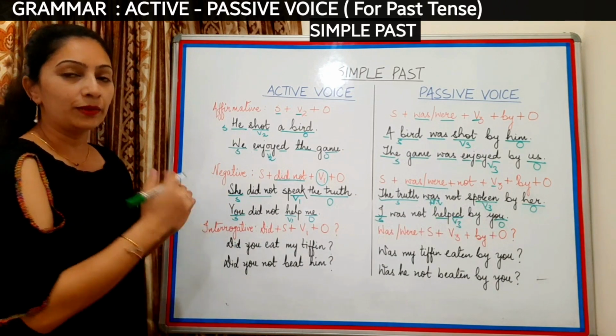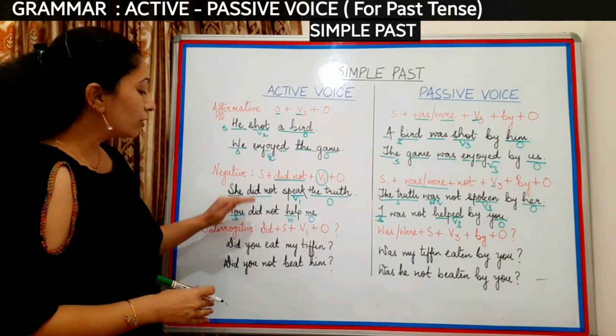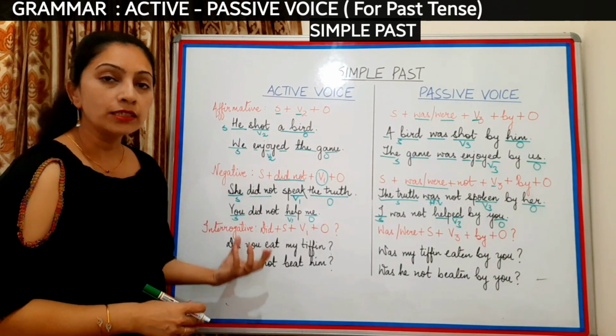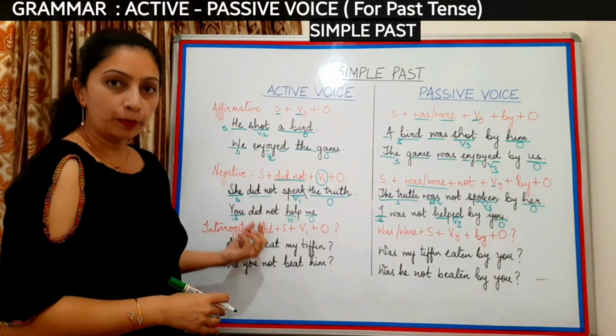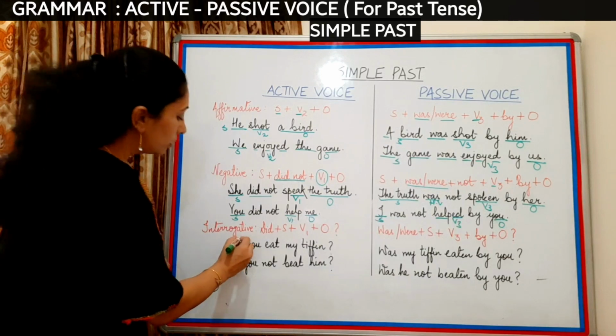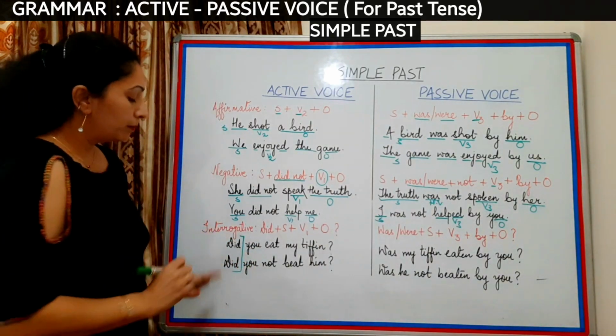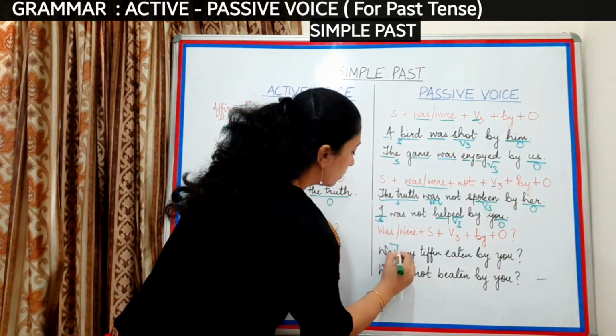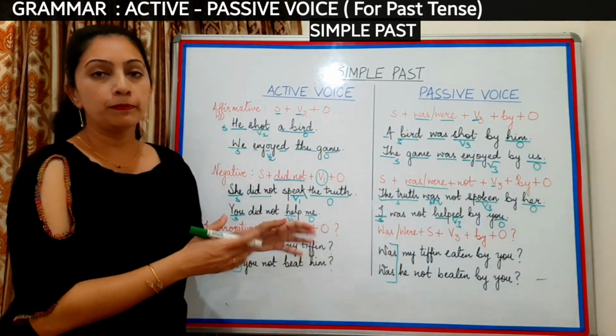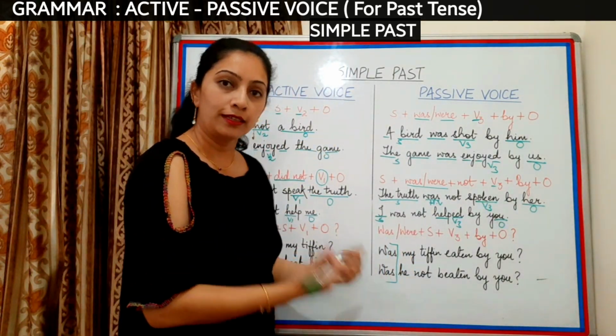Let's move to interrogative sentences. Now when we talk about interrogative sentences in active voice, we use the word did for past. And this becomes the question word. But when this question changes into passive, I may use was or were depending on what my nearest subject is.